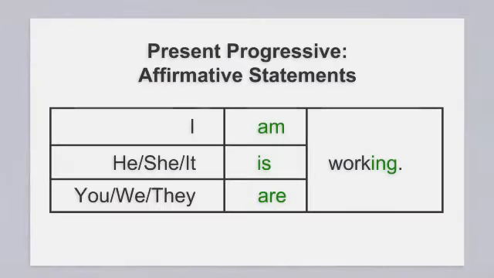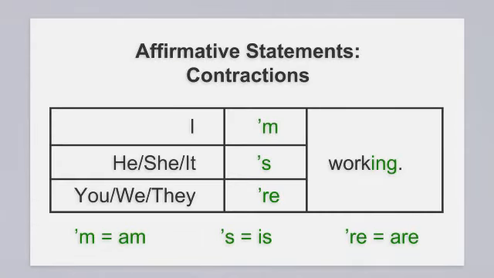For present progressive affirmative statements, use a form of the verb be, am, is, or are, and the ing form of the verb. For example, I am working. He is working, or you are working. In speaking, we often use contractions. For example, I'm working, he's working, or you're working.